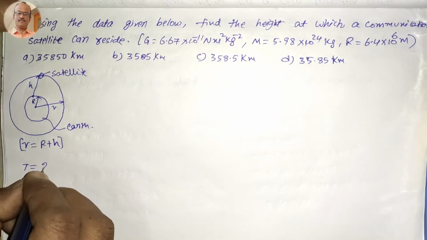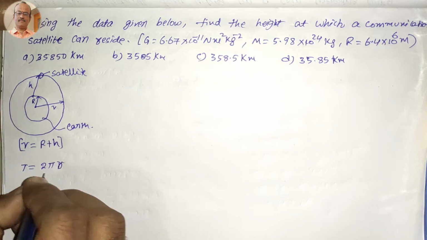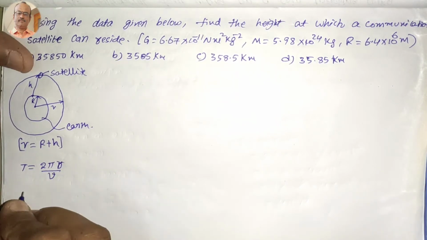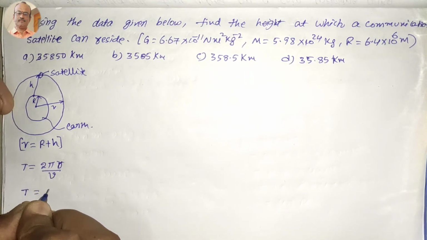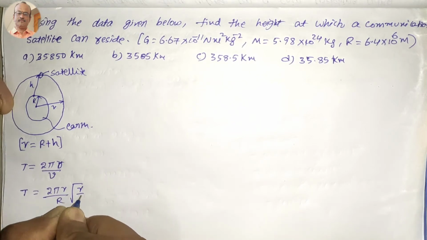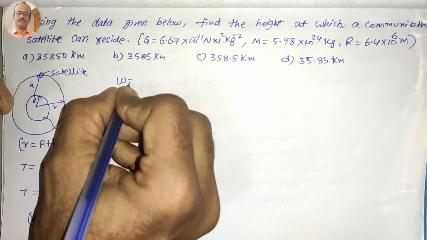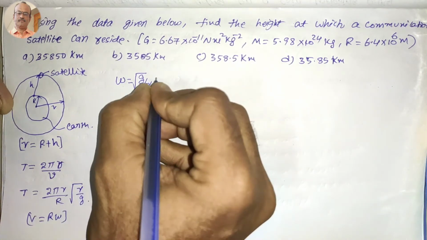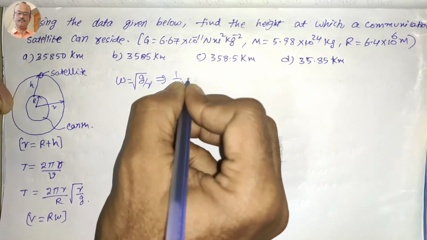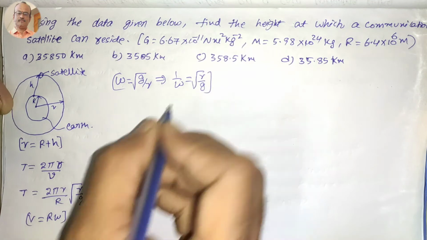That is T is equal to 2 pi small r divided by v. Then afterwards what happens here? T is equal to 2 pi r by R times root over r by g. But how do we get this? That is v is equal to r omega. But what is omega equal to? Omega is equal to root over g by r, or otherwise 1 by omega is equal to root over r by g. That only is substituted here.